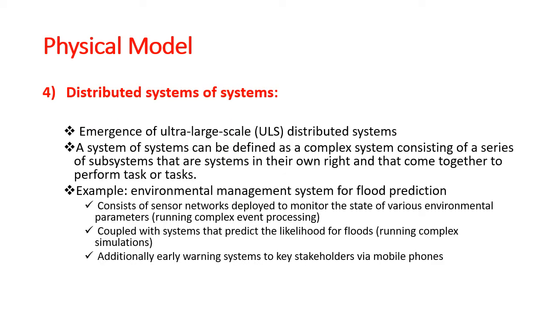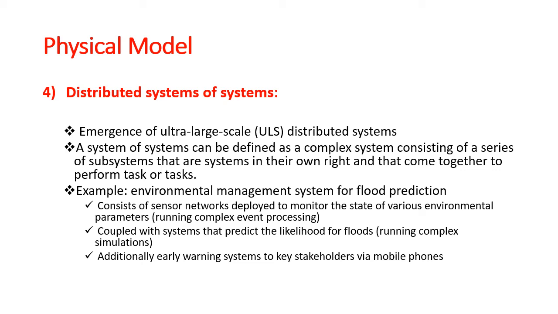The fourth one is distributed system of systems. So what do you mean by system of systems? You can define it as a complex system consisting of a series of subsystems, and the subsystems are systems in their own right. When they all come together, they perform the task. So that's a system of systems. The emergence of ultra large scale distributed systems has contributed to this new term, distributed systems of systems. Very large number of participation here.